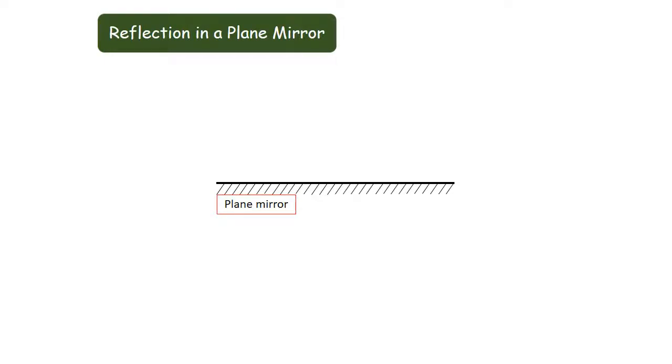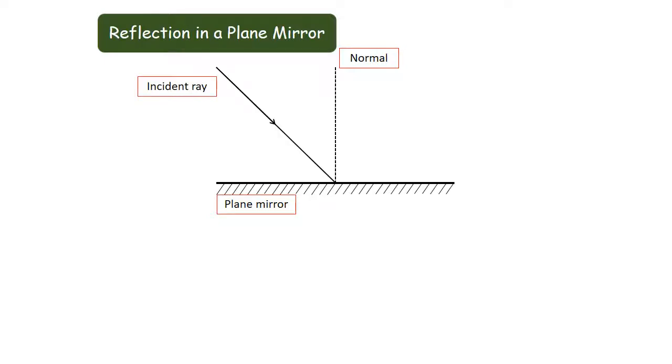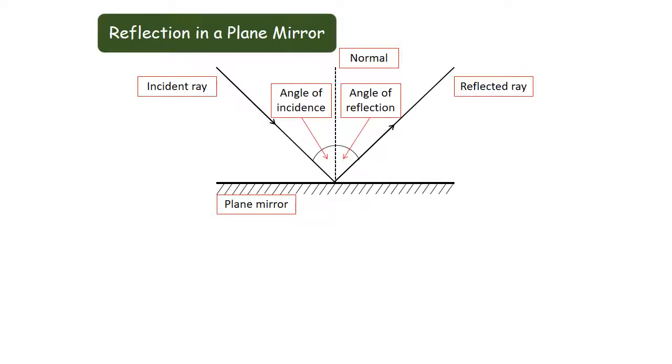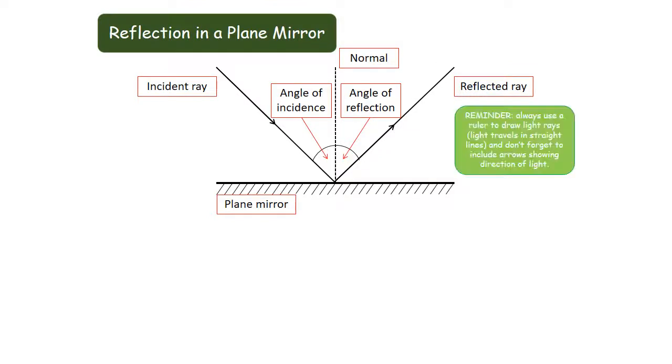So now let's look at the reflection in a plane mirror. If we have a plane mirror, we put it down on the surface and place a normal line 90 degrees to the plane mirror. Then if we have an incident ray hitting the plane mirror, it's going to reflect, and the angle of incidence, the angle of the incident ray to the normal, will equal the angle of reflection, the angle of the reflected ray to the normal. Also, to remind you, always use a ruler to draw light rays, and don't forget to include arrows to show the direction of the light.